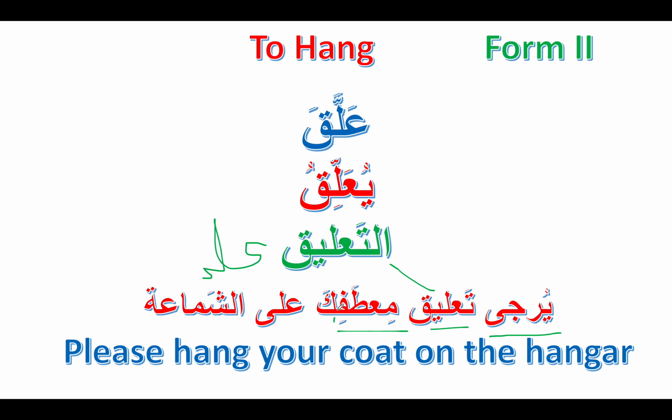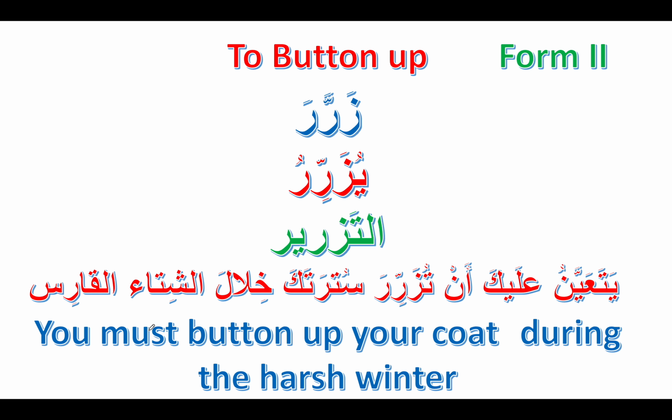معطفك is your coat. The ka shows your coat, and we don't need to have the el, the definite article, because it's already definite because of the possessive suffix. معطفك, and it's in the genitive with the kasra because it's an إضافة construction, the hanging up of your coat. علّ is on. الشماعة is like a coat hanger. Finally, form 2 verb, to button up. زرر يزرر التزرير. Now can you see that this زير means button, so you can see the roots.